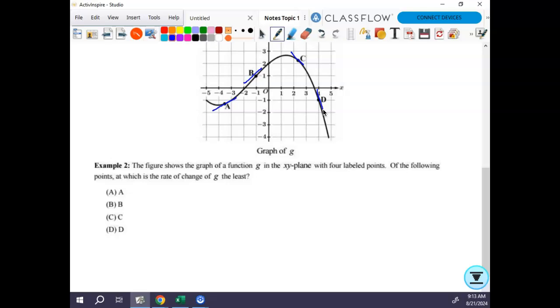And then on something like this, I think for me anyway, I could label them up there, but I think I'm also going to label them over here. Does A have a positive or negative slope? Positive. What about B? Positive. C? Negative. D? Negative. Okay.